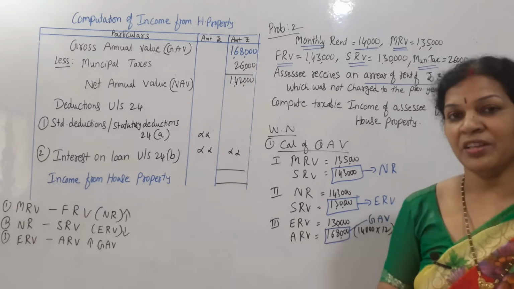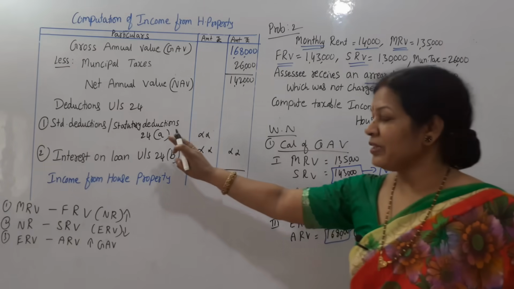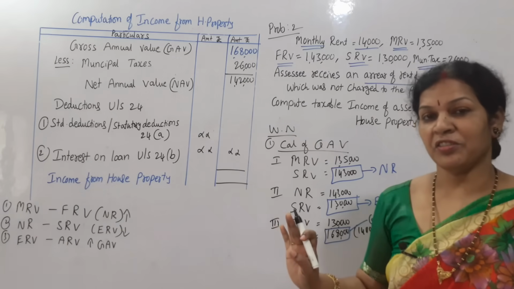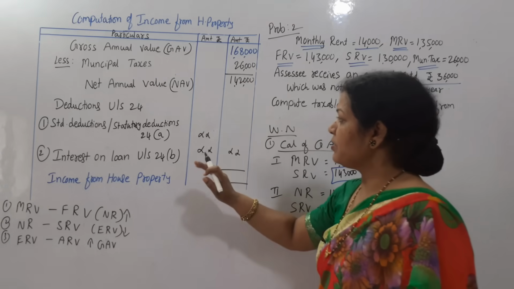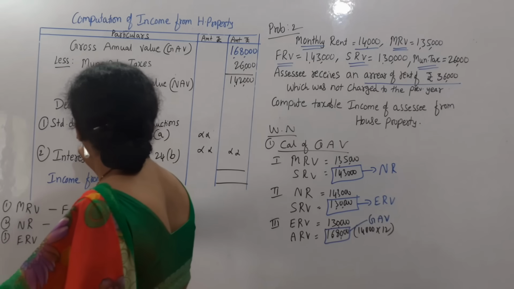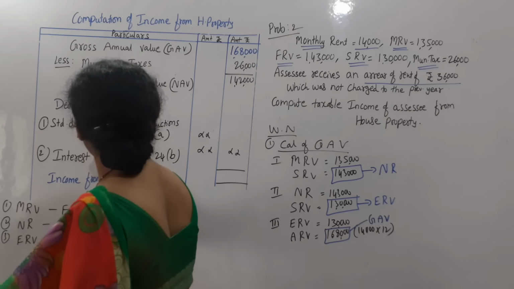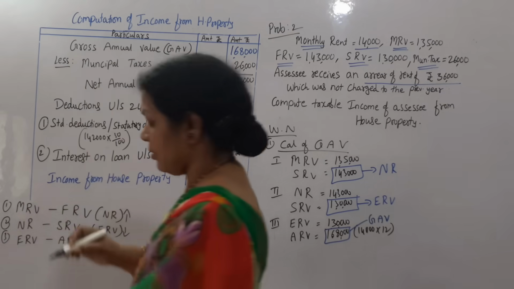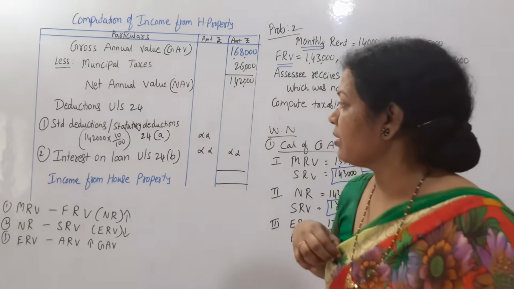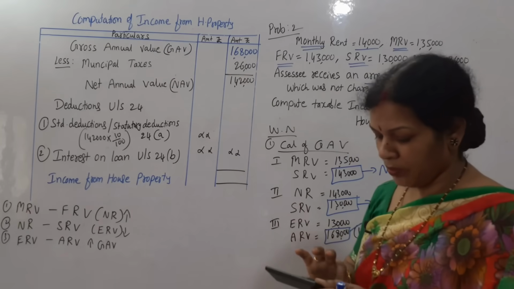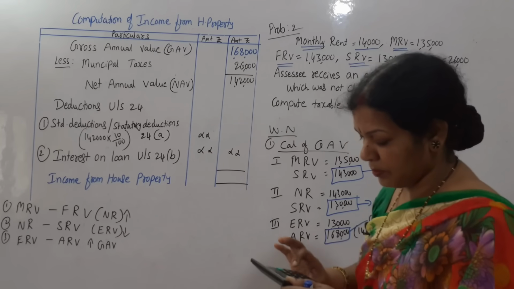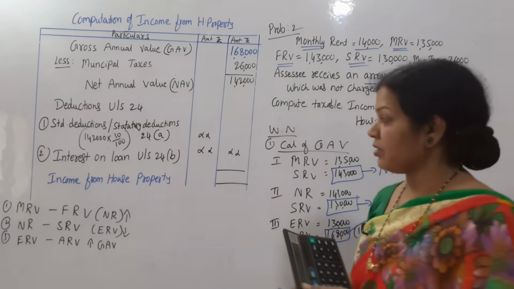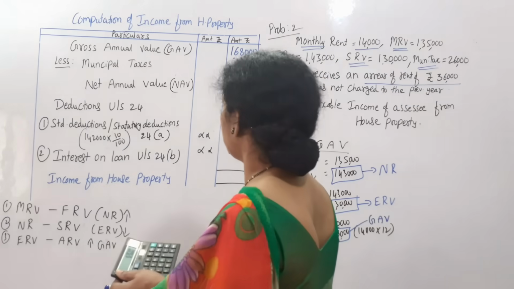Deductions under section 24. First one is the standard deduction. Standard deduction is always 30% on the net annual value. 30% on 1,42,000 into 30%. If we use the calculator, 1,42,000 into 30% is 42,600. So this is 42,600.